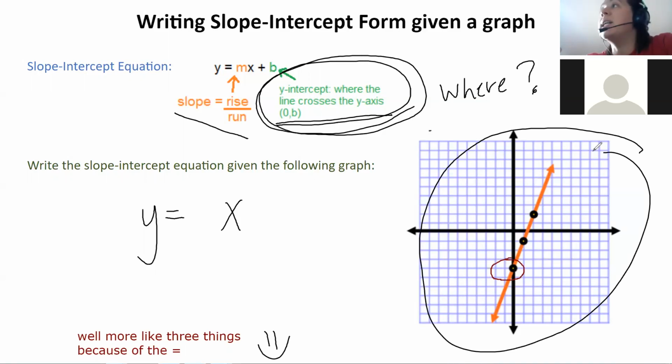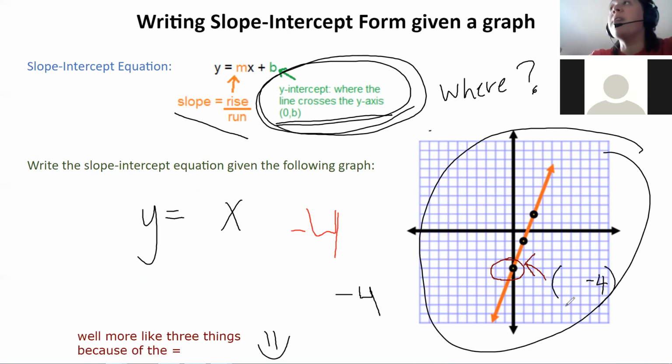And this is where I need 100% participation here. And remember, if you don't want to type, write it right on the screen. Because then I can't tell who it is. I like that part. Yeah, it is crossing at -4. Very good. So it's actually crossing when y is -4.